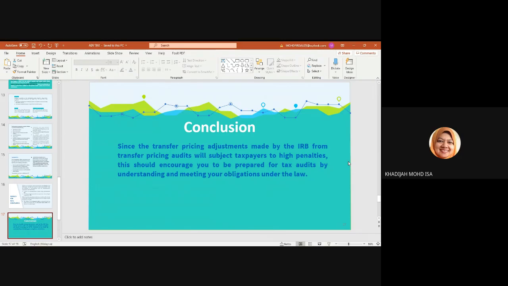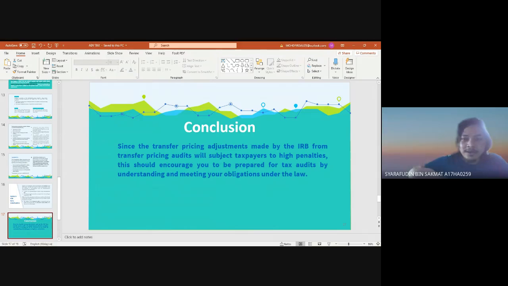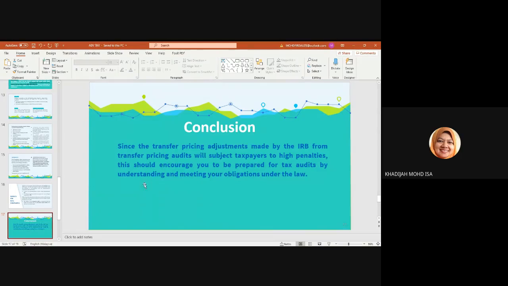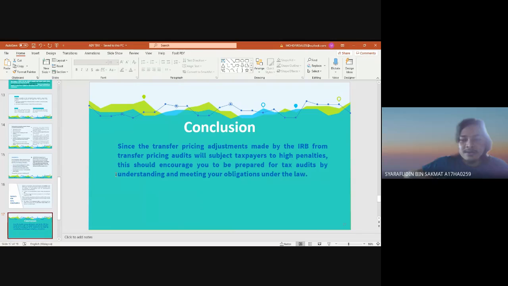Okay, what is transfer pricing? Don't read the slide. What is your understanding of transfer pricing? When one company has a controlled transaction with another company, to avoid double taxation.